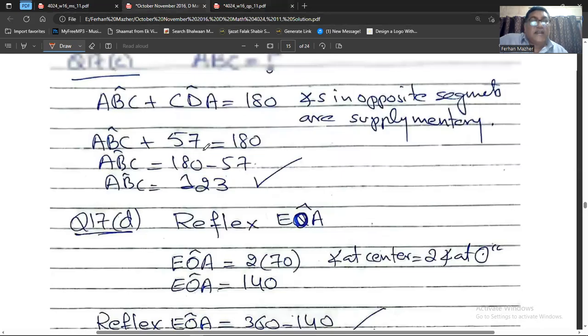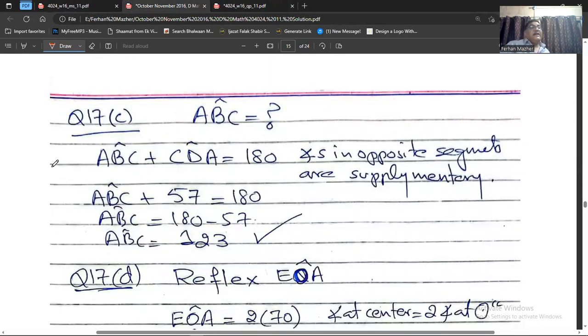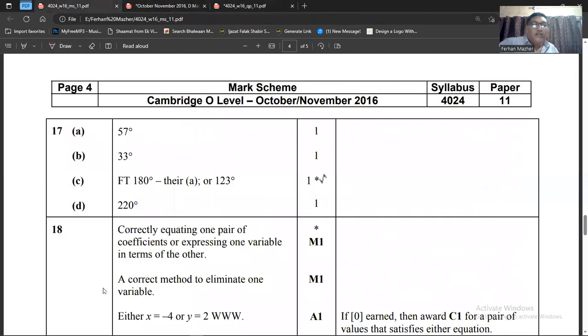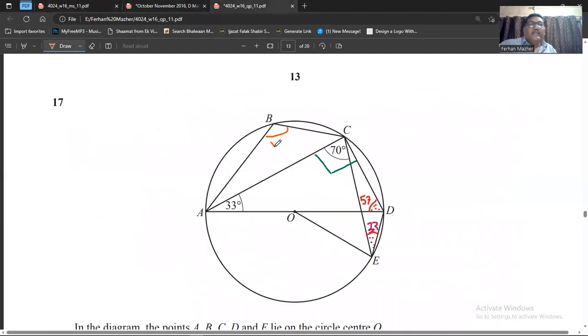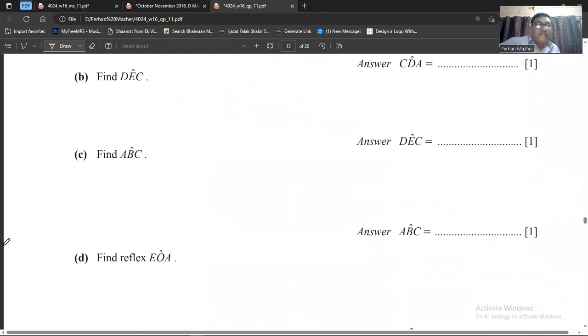Okay, so the angle ABC is equal to the question. The angle ABC plus angle CDA equals 180 because the angles in the opposite segment are supplementary. We also call this a cyclic quadrilateral. So ABC plus CDA, which is 57, equals 180. So the angle ABC will be equal to 180 minus 57. So angle ABC will be equal to 123. 123 is the right answer, sir. Okay, so that is the ABC angle. I hope you understand how I have done this.